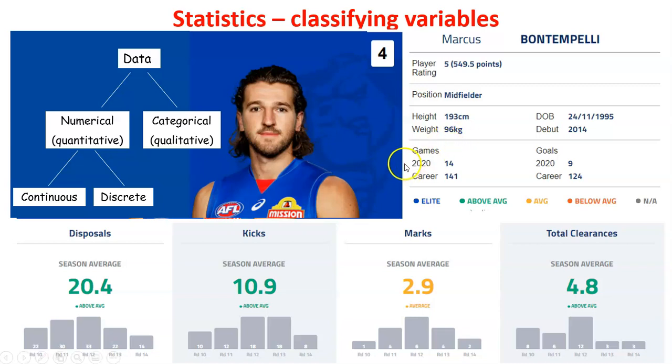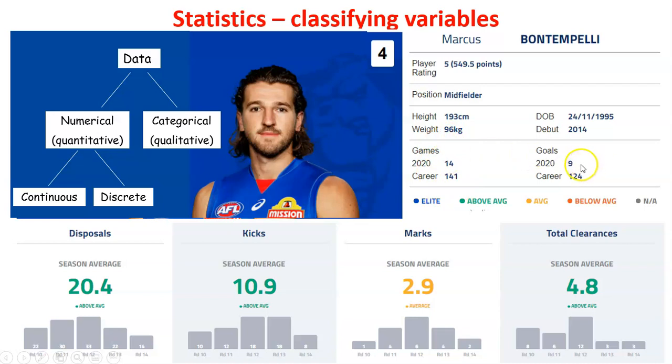But there's also some discrete, and we'll look at the games. For example, in 2020, he's played in 14 games, and in his career, he's played 141. And again, there's certain numbers. He can't have 150 games in 2020 because there isn't that many. Okay, so we have to think a little bit about some of these things. There's only a certain number of games you can have in a year, and however many games in a career is going to be dependent on how many years he plays as well. So these ones here are what we would call discrete.